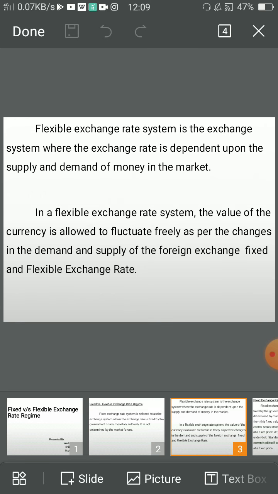Flexible exchange rate system is the exchange system where the exchange rate is dependent upon the supply and demand of money in the market. In a flexible exchange rate system, the value of the currency is allowed to fluctuate freely as per the changes in the demand and supply of the foreign exchange. The exchange rate fluctuates many times depending upon the demand and supply of the currencies.